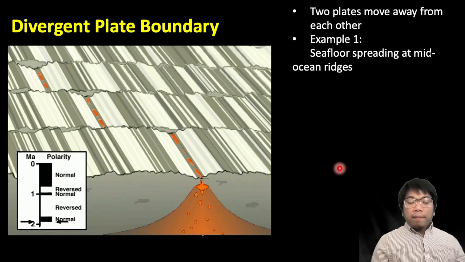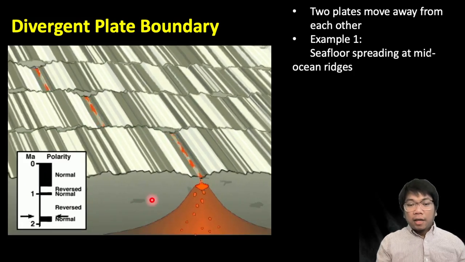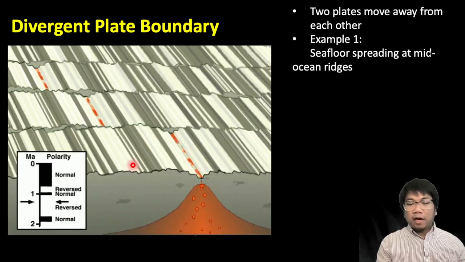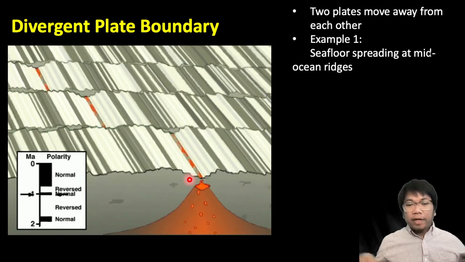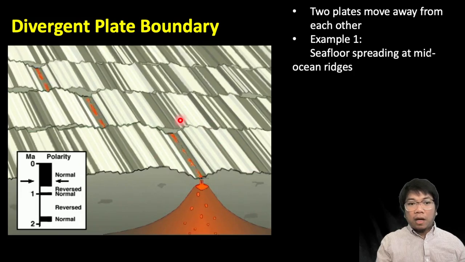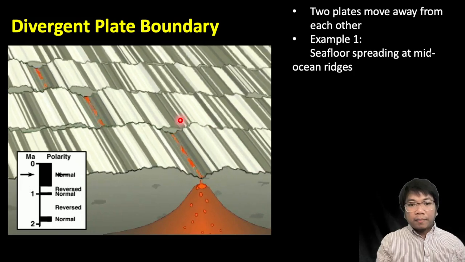Okay, so in the previous video, we already talked about divergent plate boundaries when we talked about seafloor spreading, right? Because we know that for seafloor spreading to occur, we need to have two plates that are moving away from each other, right? So that would be a great example of a divergent plate boundary.